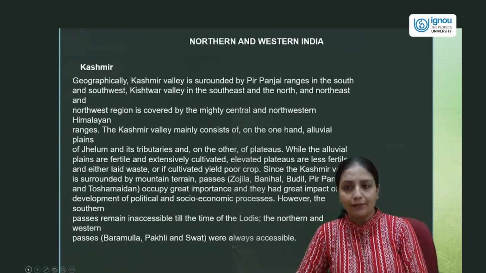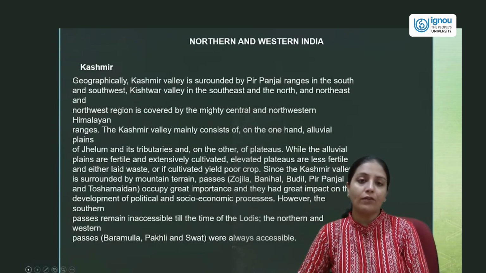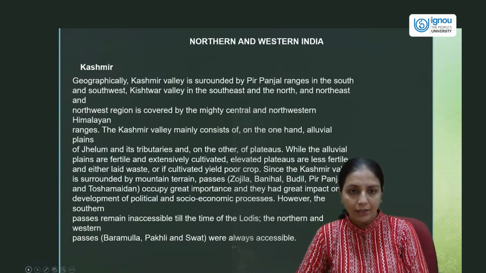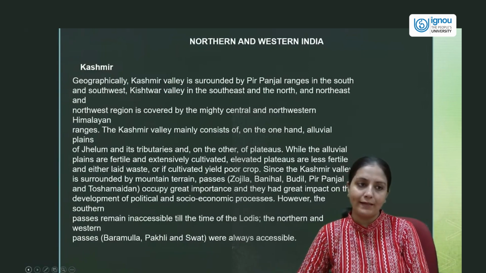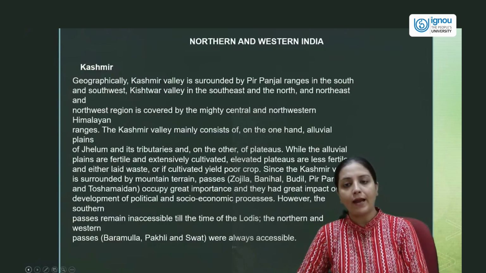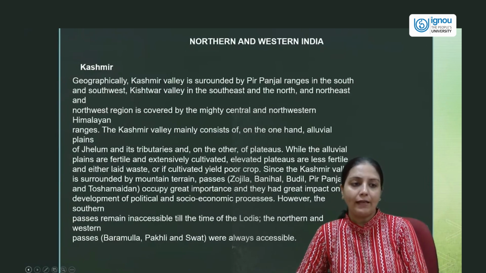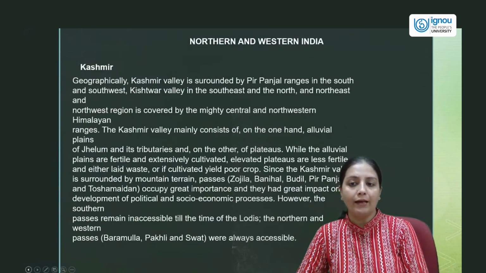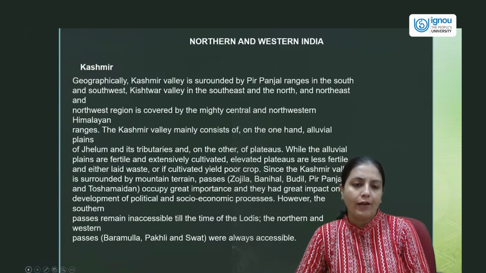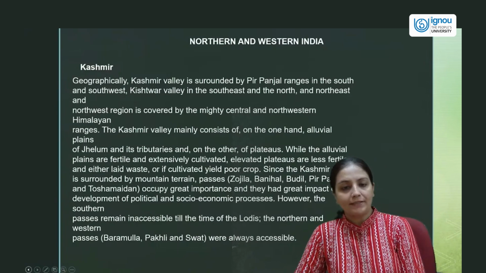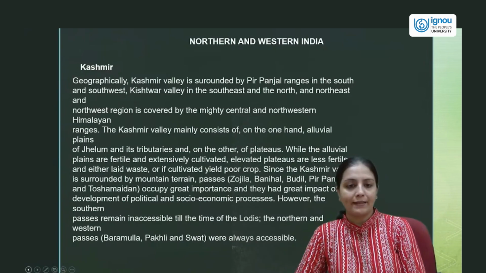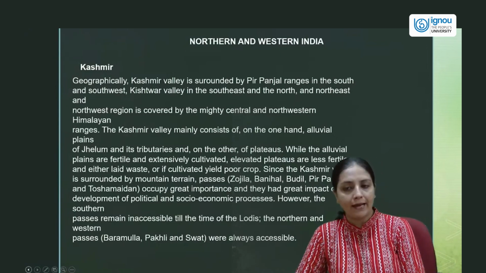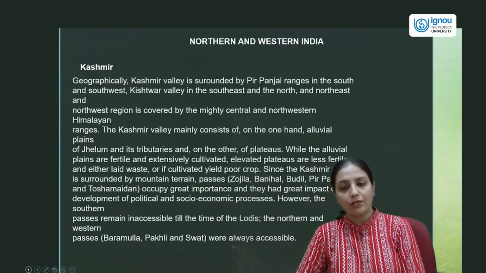The Kishtwar Valley lies in the southeast, and the north, northeast and northwest region is covered by the mighty central and northwestern Himalayan ranges. The Kashmir Valley mainly consists, on the one hand, of alluvial plains of the Jhelum and its tributaries, and on the other hand, of plateaus. While the alluvial plains are fertile and extensively cultivated, the elevated plateaus are less fertile and either laid waste or, if cultivated, yield poor crops. Since the Kashmir Valley is surrounded by mountain terrain, passes like the Zojila Pass and Banihal Pass occupy great importance, and they had a great impact on the development of political and socio-economic processes.